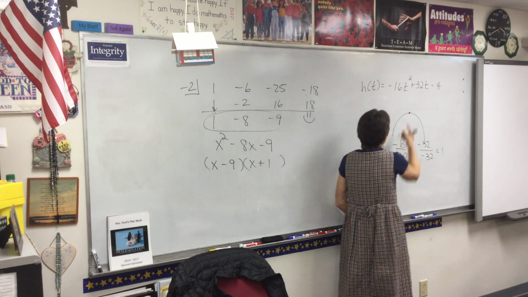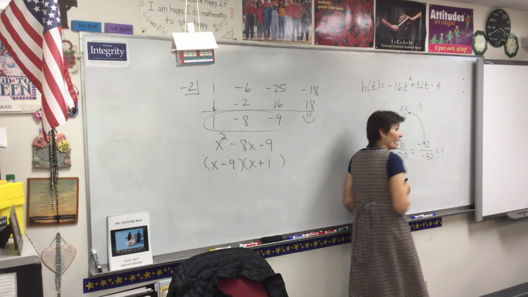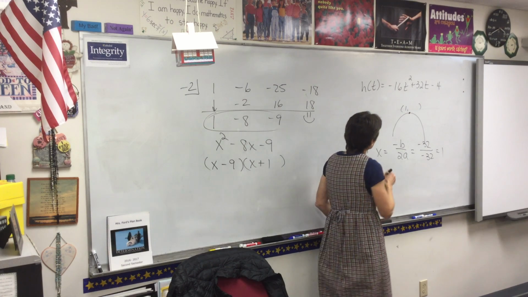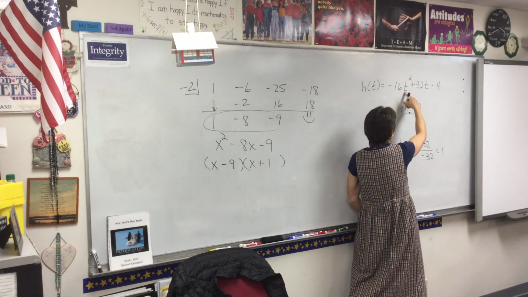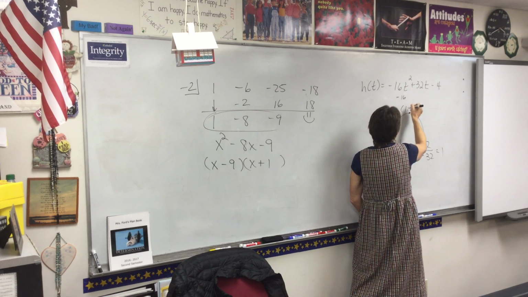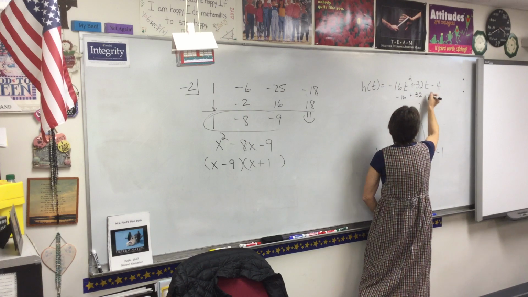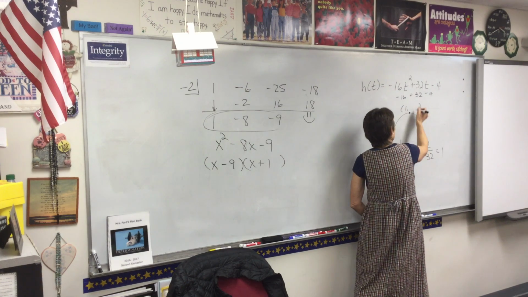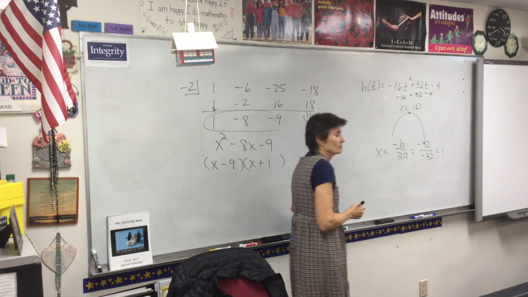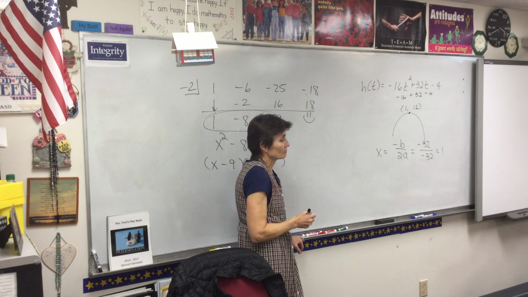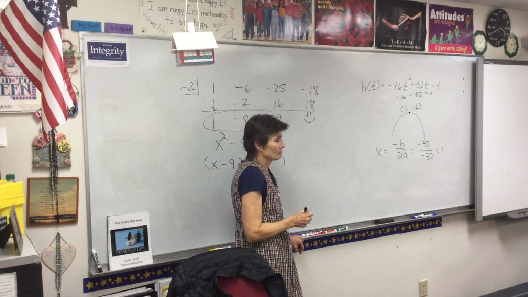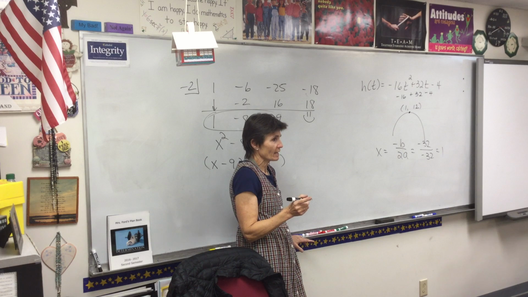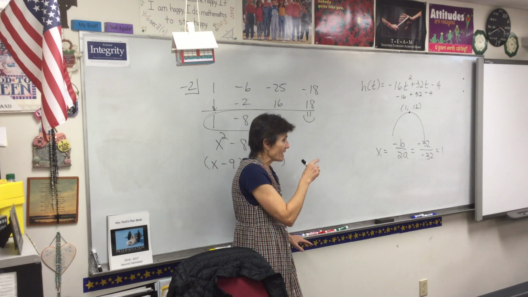So this point right here is 1 comma something. And to find that, I'll plug in. So if I plug in 1, remember we square first. So that'll be negative 16 plus 32 minus 4. 12. Does that make sense to everybody? There's nothing new there. We're just finding the vertex. But now we have to answer the question.